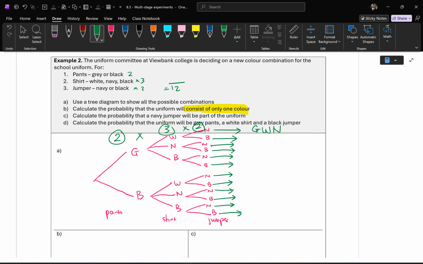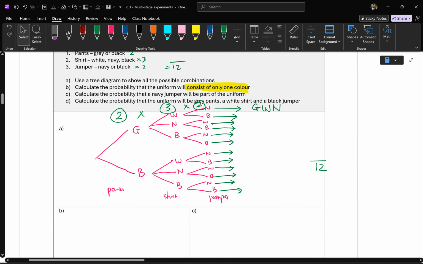Okay, so that's a quick way of doing it, but if you don't remember it, if you draw the diagram out correctly, you would have got 12 options. Okay, so it should be out of 12. All right, now let's answer the first question.